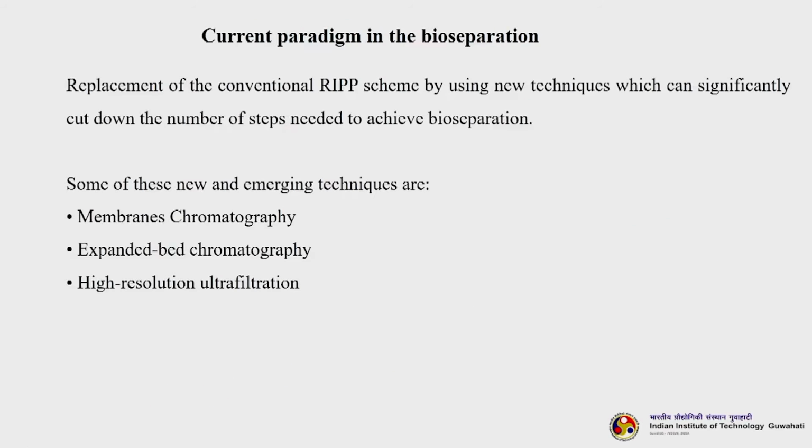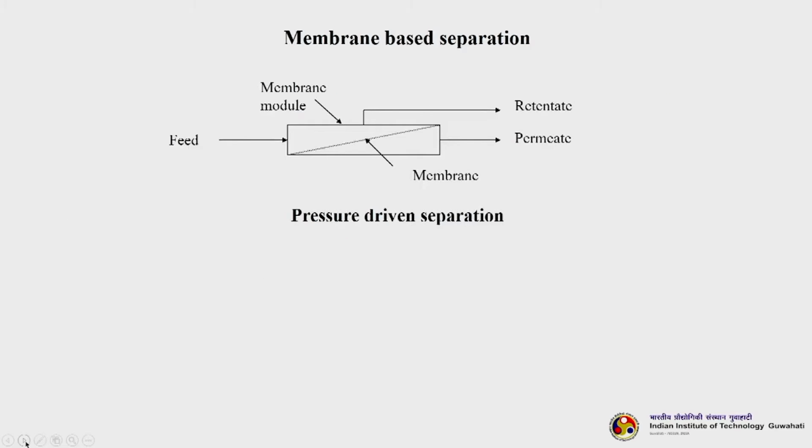So, let us understand the current paradigm in bioseparation. The replacement of the conventional RIPP scheme or RIP scheme by new techniques can significantly cut down the number of steps or stages to achieve the bioseparation. Some of the new systems are membrane chromatography, expanded bed chromatography and high resolution ultrafiltration. So, you can see the membrane plays a big role in this. So, the membrane based separation we are discussing.